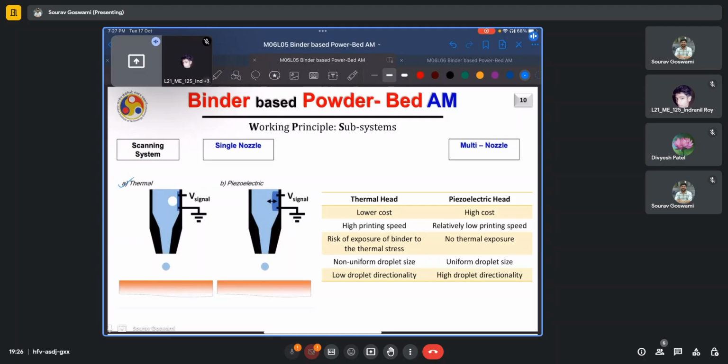We also have a comparative table here which shows the advantages and disadvantages of these two technologies. So a thermal head will have a lower cost and a higher printing speed. However, this will also risk exposing the binder material to higher temperatures, which is not desirable because it will affect the reusability of the ink, as well as binder jetting. Perhaps one of the major advantages of binder jetting is that it operates mostly at room temperature.